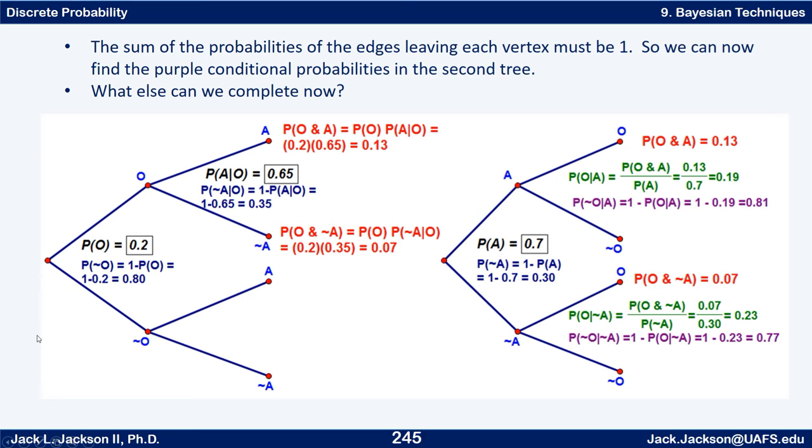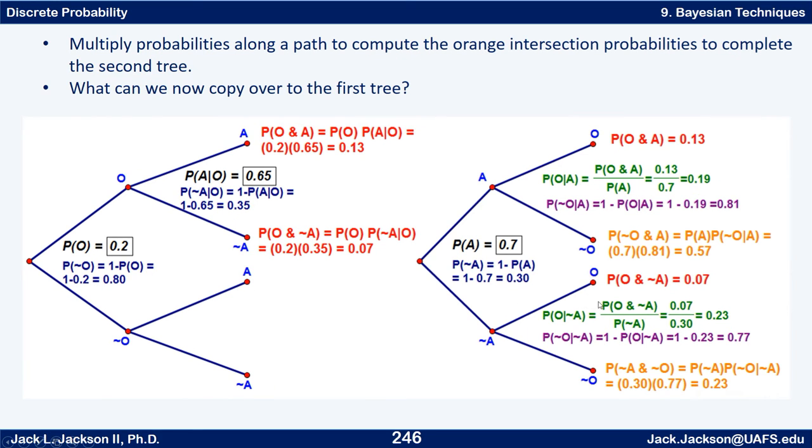Press pause. Well, we fill those out by just multiplying, remember? So we use the multiplication rule. So this is 0.7 here times the 0.81 here gives us 0.57. At least these are rounded off to 2 decimal places. But then here you get 0.7 times the 0.77. Multiply those together and you get 0.23. So the second tree's done.